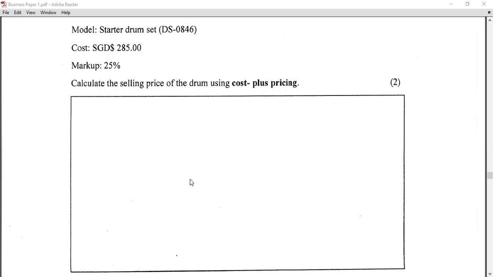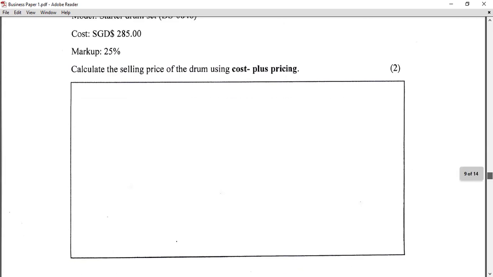356.25. So that's how we calculate the selling price of a drum set using cost plus pricing in this case. Even with or without working, if you produce the correct answer, edX will offer 2 out of 2. But I always advise you to show your workings, because if your answer is incorrect, or you don't write the answer to 2 decimal places or don't mention the currency, you can lose some marks. Therefore, don't take that risk. Show your workings. That's the easy thing to do. Even if your answer is wrong, if the workings are correct, you can still earn marks.